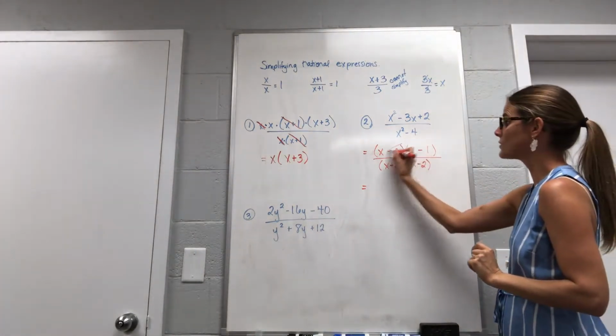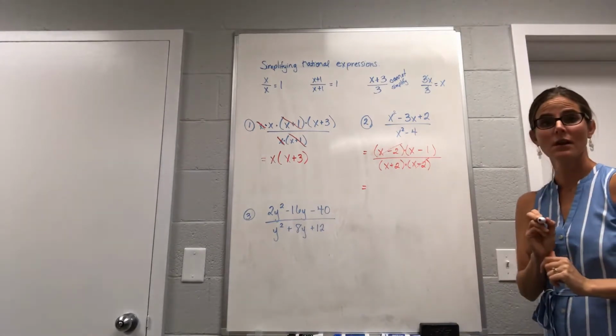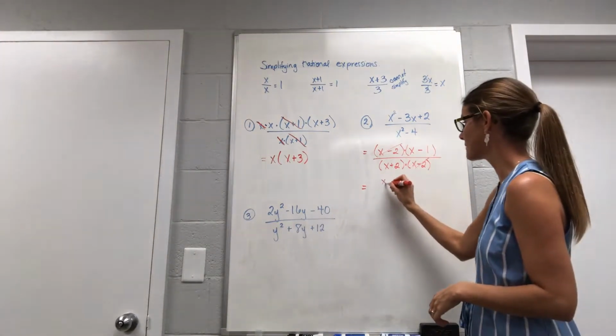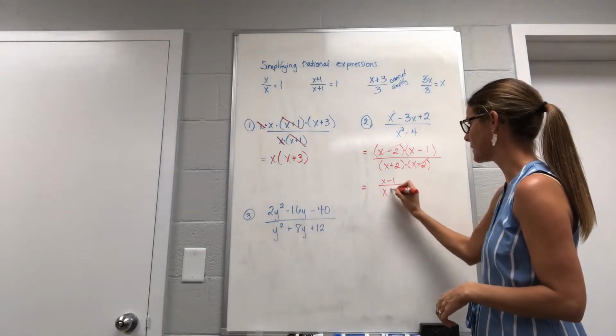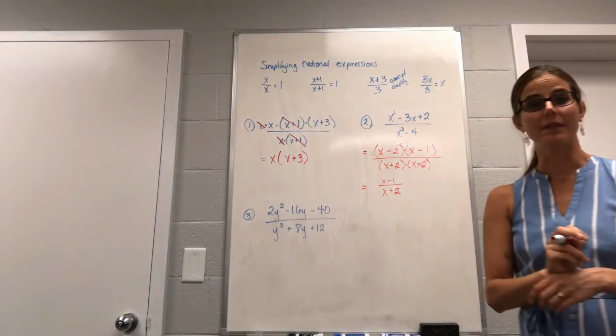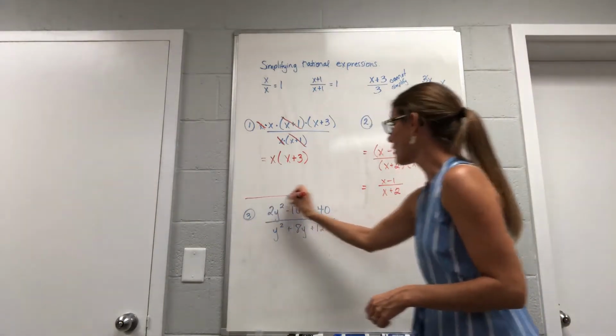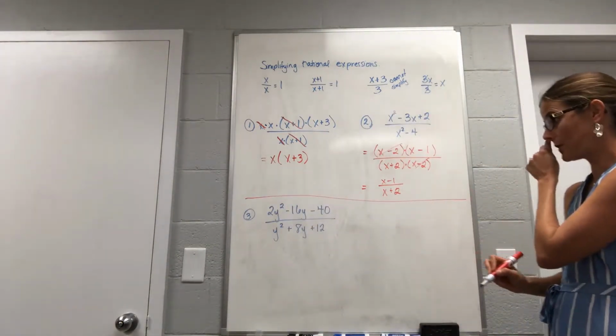We have an x minus 2 in each, so we can cancel those out. And what we're left with is the x minus 1 in the numerator and the x plus 2 in the denominator, and that's it. All right, I'm going to just draw a line here so we don't get this next one confused with those.